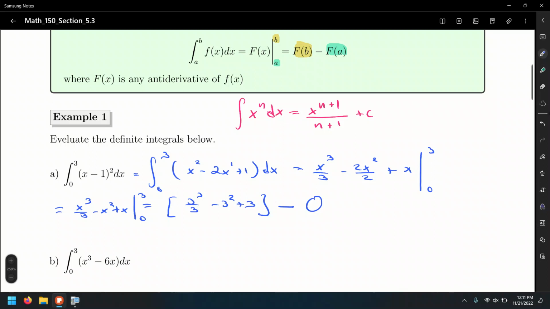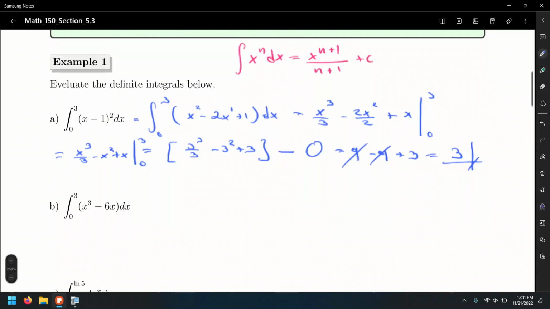And that's 3 cubed, which is 27 over 3. That's a 9, minus 9, and then plus 3. Cancel the 9s. The final answer is 3, which is the same result that we obtained in the previous section using infinite limits of Riemann sums that took forever to compute. In this case it took me a little more than 1 minute, because I was trying to explain every single step and where each formula that we're using comes from. So now compare with what you have in your notes from the previous section, and you will find it's exactly the same result.